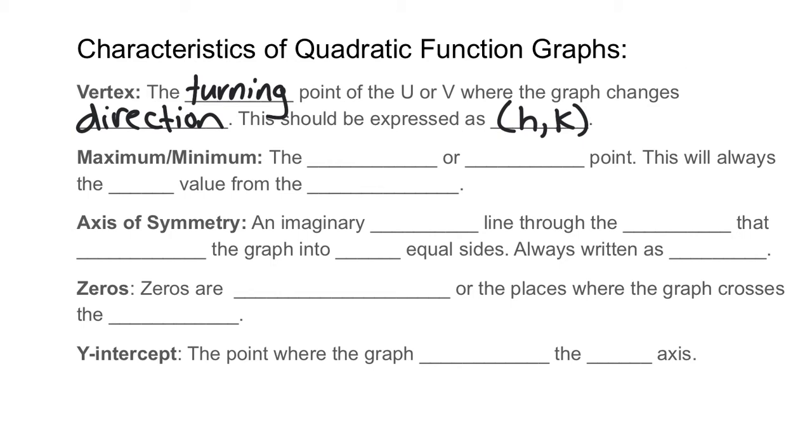Now, we've done maximum and minimums before. For these quadratic functions, there's always going to be a maximum or a minimum. That's either your highest or your lowest point. They'll always tell the Y value from that point. So if they ask you what the maximum is, it's whatever the maximum is in the Y position, or the minimum in the Y position.